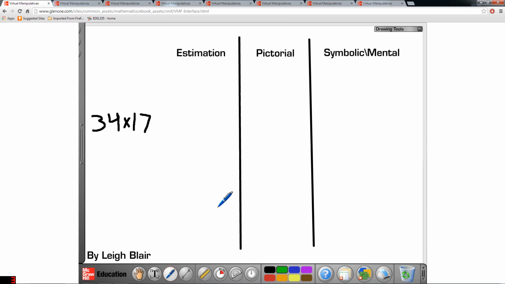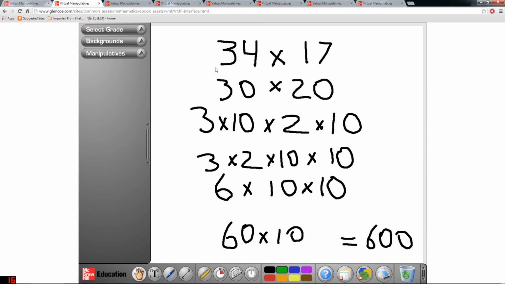This is Lee Blair with the math problem 34 times 17. Starting with estimation, I'm going to be using the rounding model, and I'm going to round to the nearest 10. So 34 is going to round to 30, and 17 is going to round to 20.